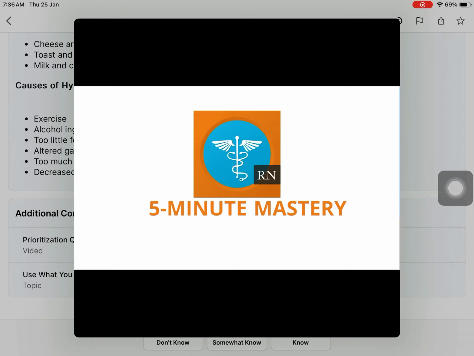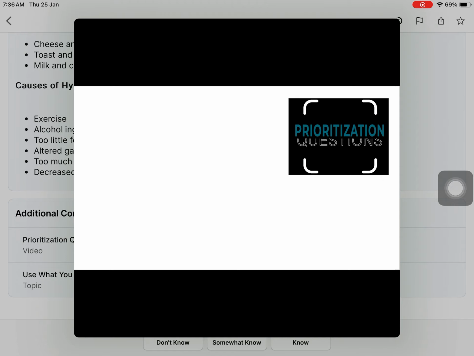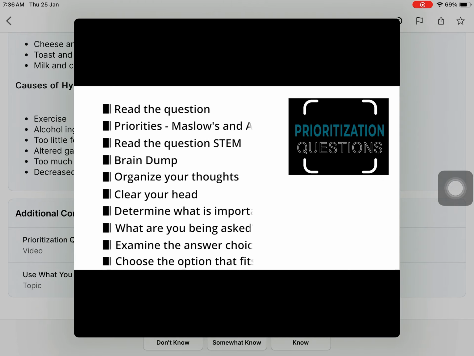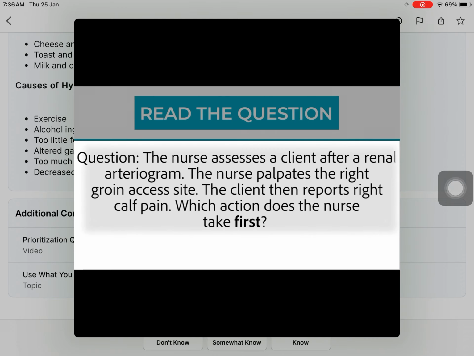We're going to talk briefly about answering prioritization questions. Answering prioritization questions needs to be done following a certain method. This is a good way to organize how you think about these types of questions. First, read the question in its entirety.